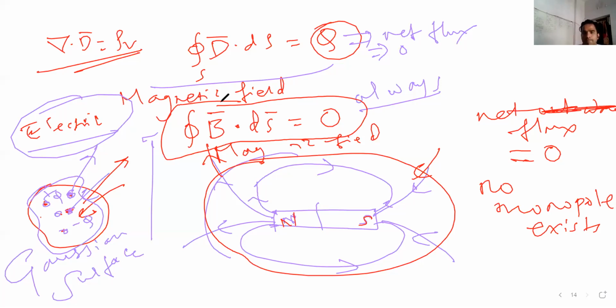Is it okay? So if I integrate over a closed surface, if I do the surface integral of the magnetic field, what I will get is zero. This is the Gauss law for magnetic field. This is the outward vector ds bar, this is the vector B bar. If I do the dot product of B bar dot ds bar, I will get zero.